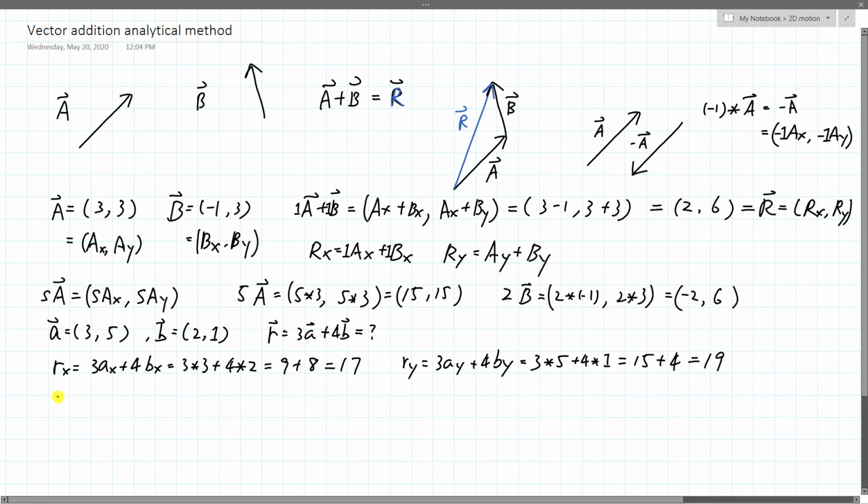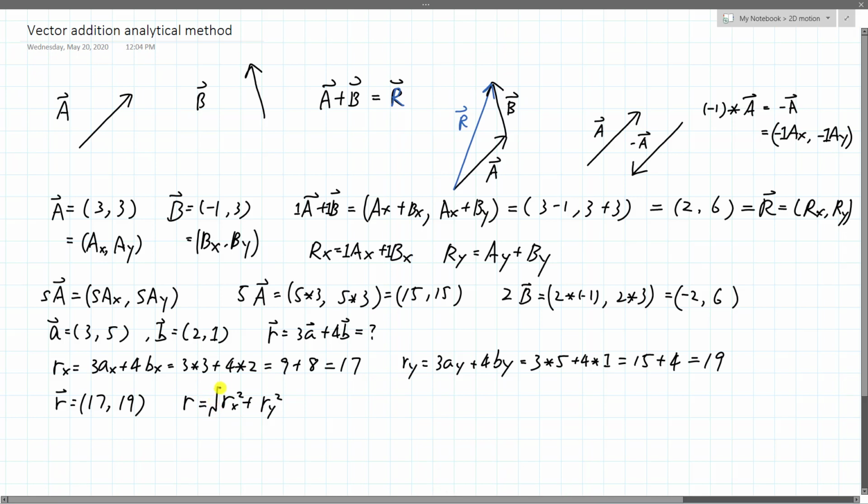And r is thus 17x and 19y. And I may even ask the question, what is r's magnitude? What's our angle with the x-axis? We have these formulas we had before. I'll recast them into the r. So r's magnitude is the square root of rx squared plus ry squared, right? This is the Pythagorean theorem: you square them all, and then you can take the square root.